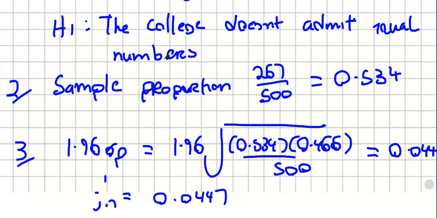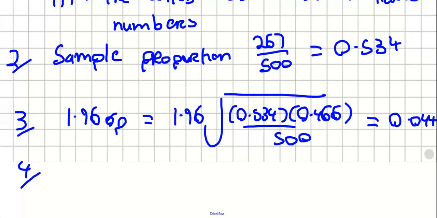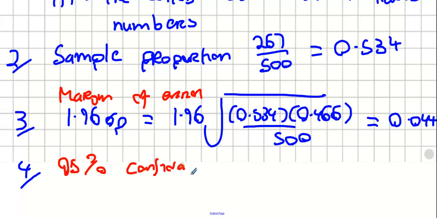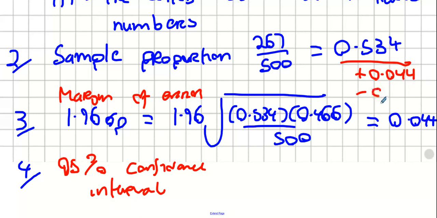Now, next thing we're going to do is construct the confidence interval. This is step 4. Step 3 was margin of error, and step 4 is the 95% confidence interval. We get our 0.534, and we add on 0.044, and we also take away 0.044. What do we get?